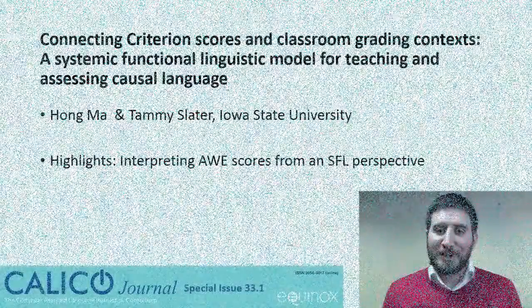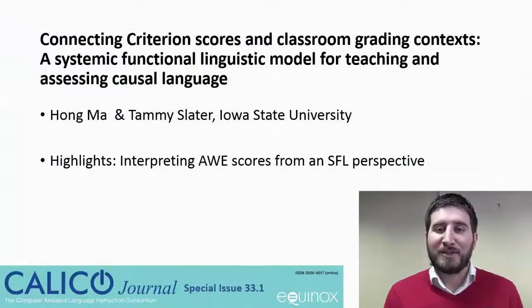Over the next few minutes, my co-editors, Ahmet Dursun and Ji Li, will walk you through 6 articles of this special issue. The first article, written by Hong Ma and Tammy Slater from Iowa State University, presents a unique view on connecting Criterion scores and classroom grading contexts through a systemic functional linguistic model for teaching and assessing causal language. This article sheds light on the use and interpretation of AWE scores from a systemic functional linguistic perspective.